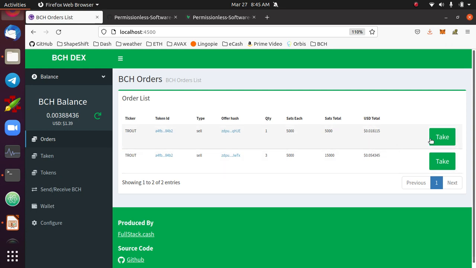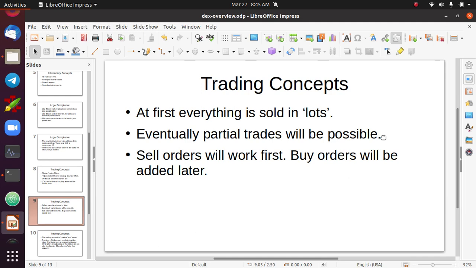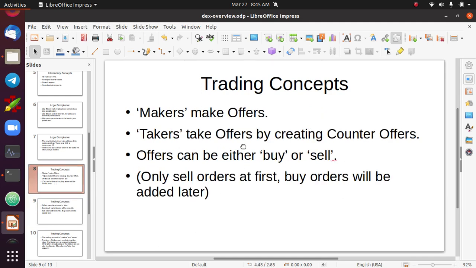If I wanted to take this order, I would click this take button, and then my app would take the other side of this offer by generating a counter offer. So going back to this again, those were both sell orders. Those are implemented now. The buy orders will be implemented later.